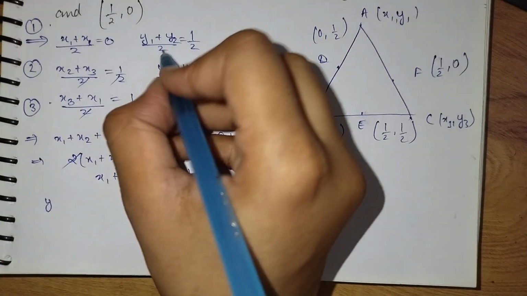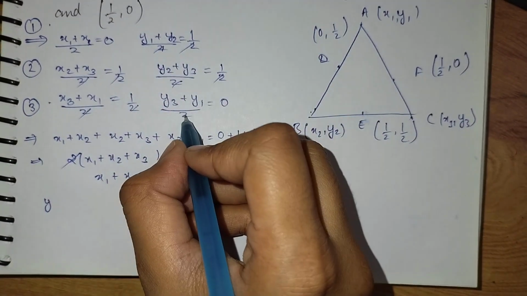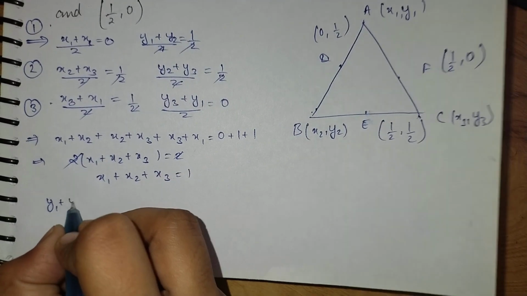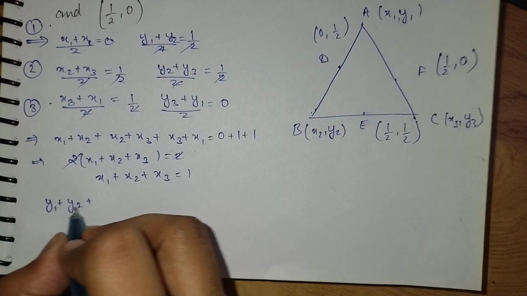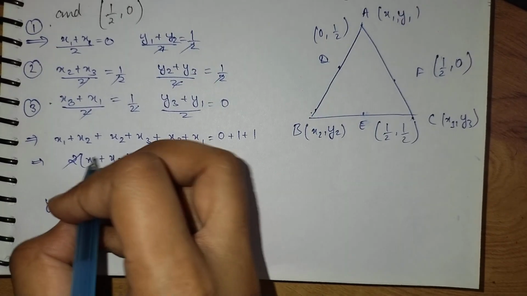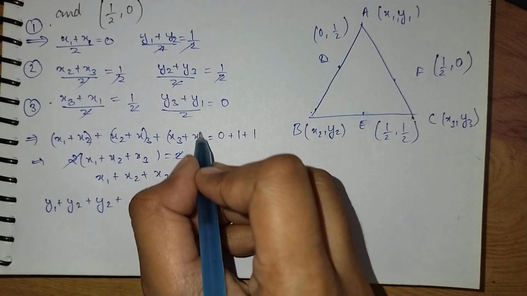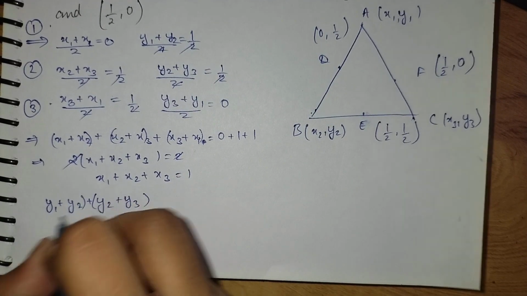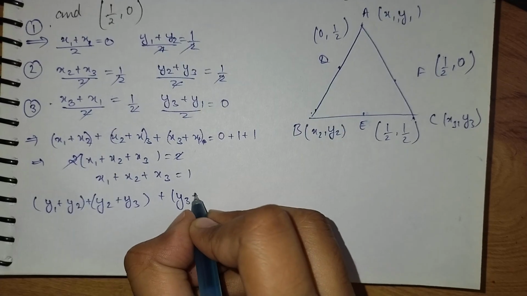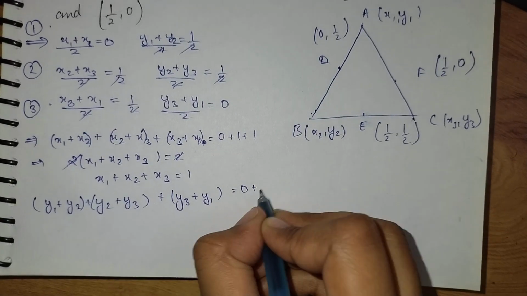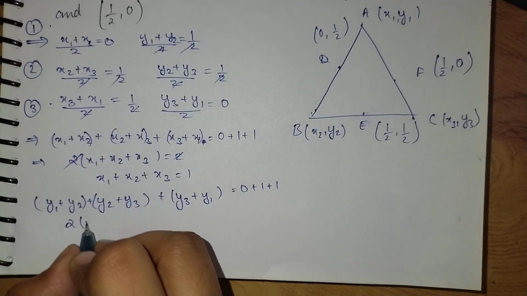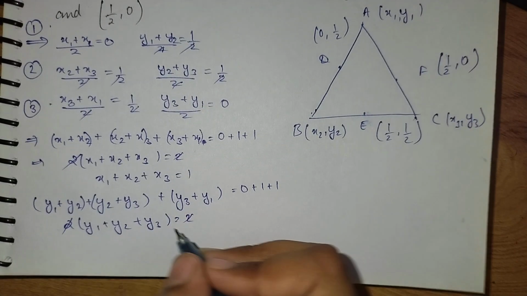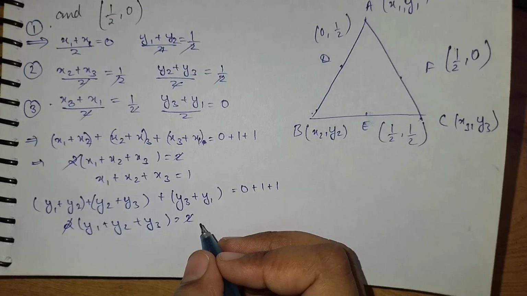And like this only, for the y values, if we take brackets, we have y1 plus y2, y2 plus y3, and y3 plus y1, which is 0 plus 1 plus 1. So 2 times y1 plus y2 plus y3 equals 2, which means that the sum is also 1.